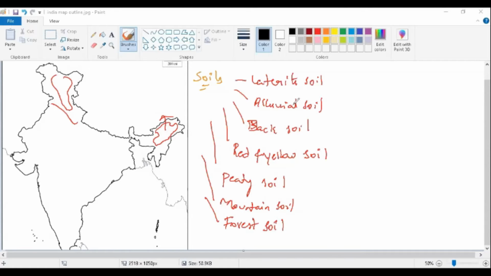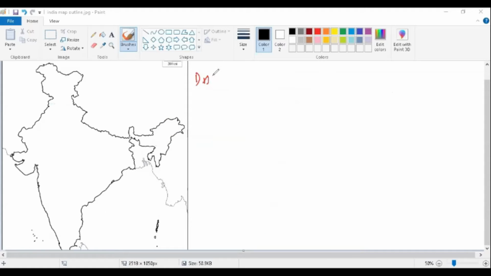Fine. So we are going to discuss these seven soils with three important features of each one of them. Let's start. First, let's begin with alluvial soil. Now, tell me the location of it and three important characteristics.